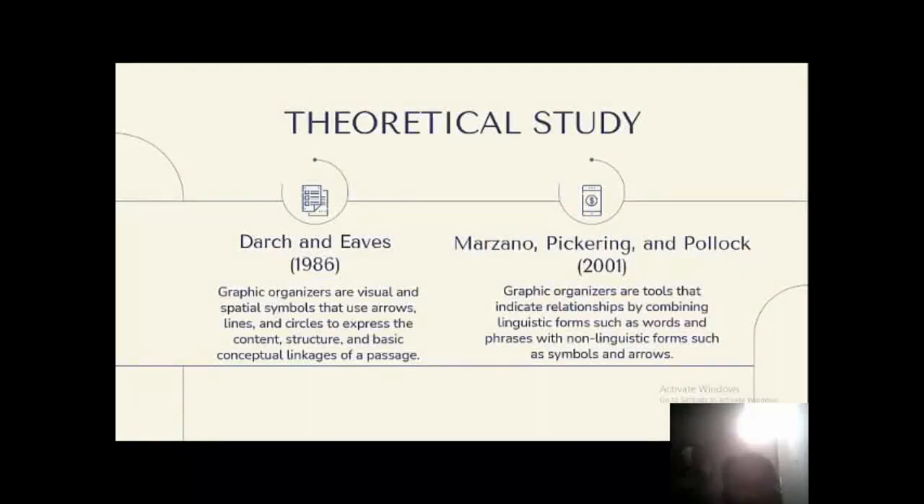In theoretical study, I present two theories. First, from Duck and Eves. They said that graphic organizers are visual and spatial symbols that use arrows, lines, and circles to express the content, structure, and basic conceptual linkage of a passage. So, the visual symbol is another word for graphic organizer. And second, from Marzano, Pickering, and Pollock, they said that graphic organizers are tools that indicate relationships by combining linguistic forms such as words and phrases with non-linguistic forms such as symbols and arrows.